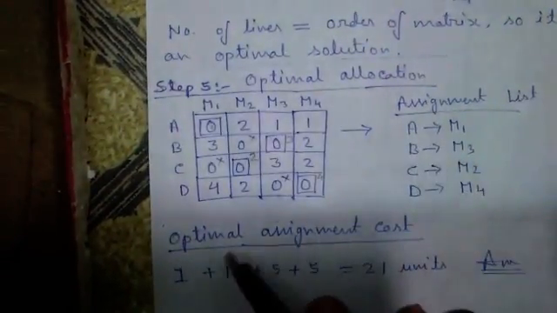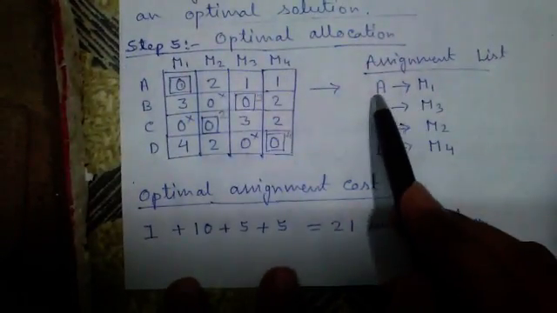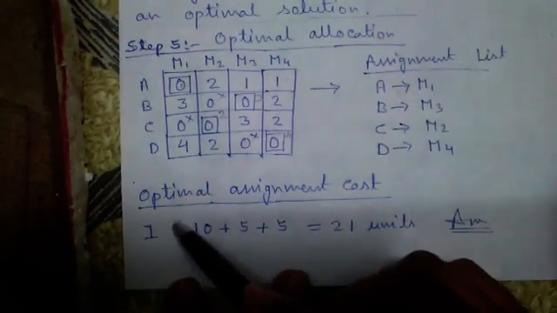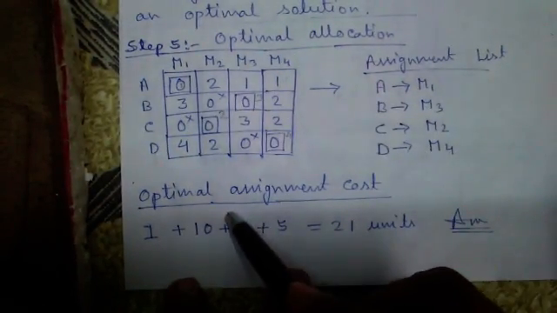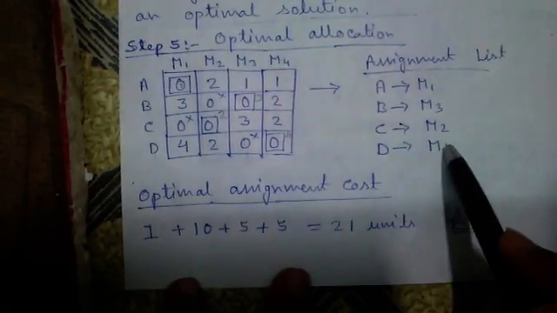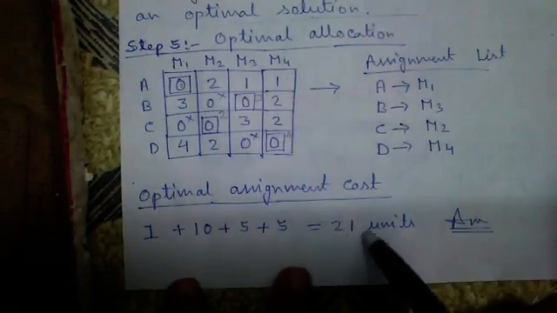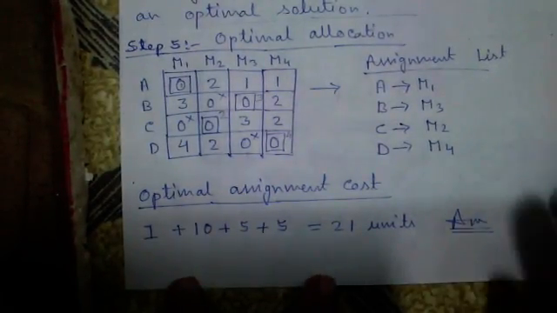So for A it is 1, plus B M3, B M3 is 10, C M2 is 5, and D M4 is 5. So by allocating machine 1 to A, our cost is 1, machine M3 to B cost is 10, machine M2 to C cost is 5, and machine M4 to D cost is 5. Adding all this, our optimal assignment cost is 21 units, and this is our required solution.